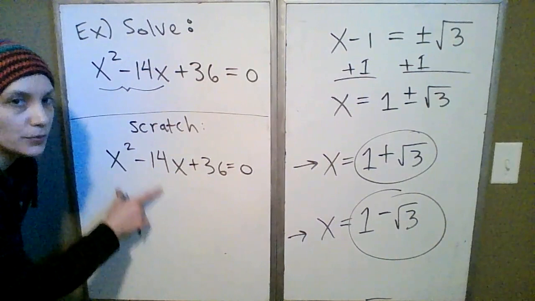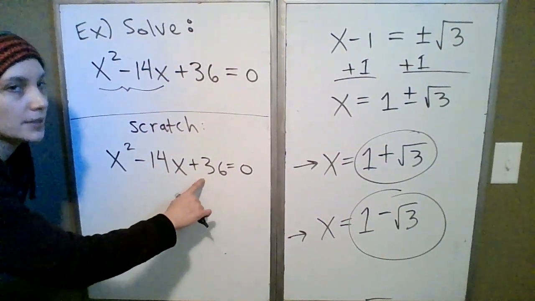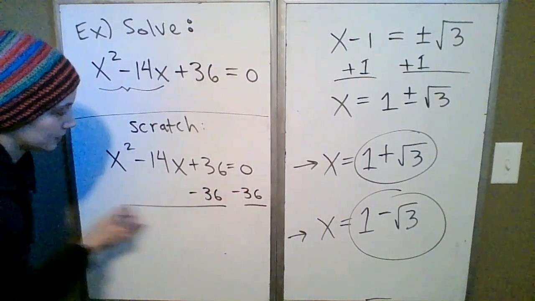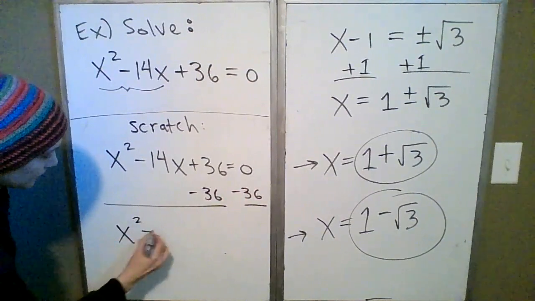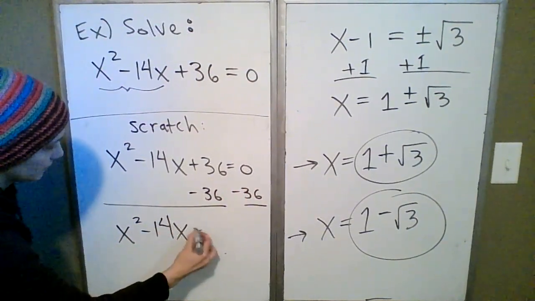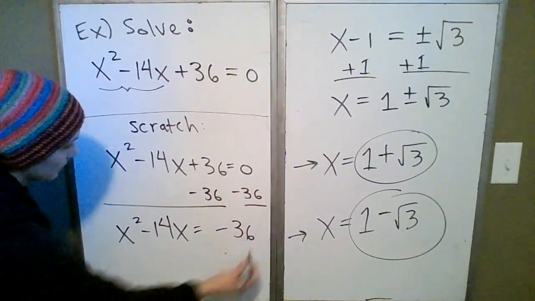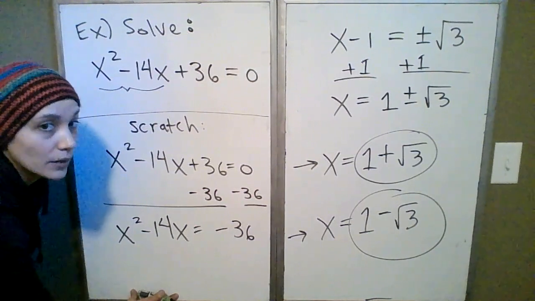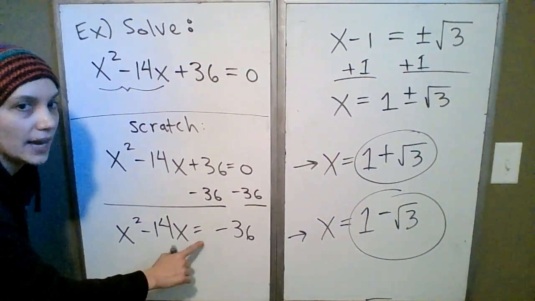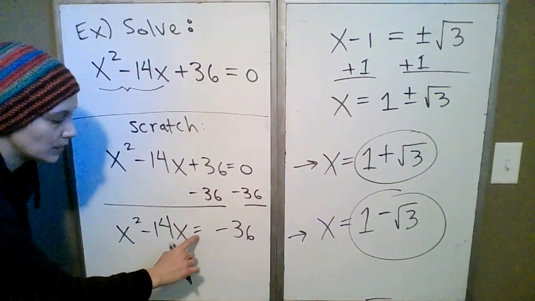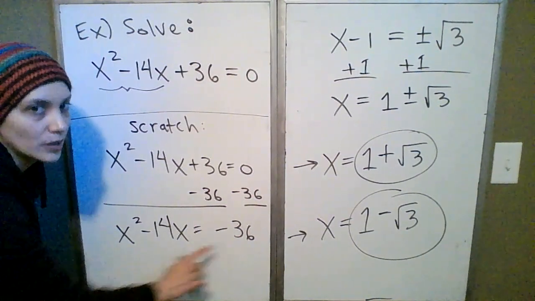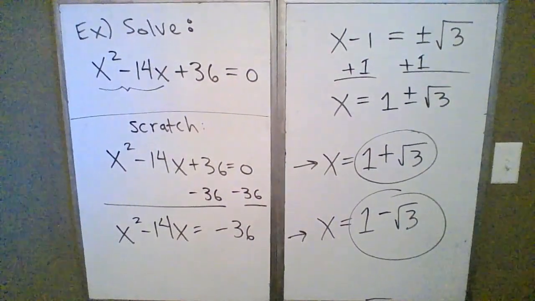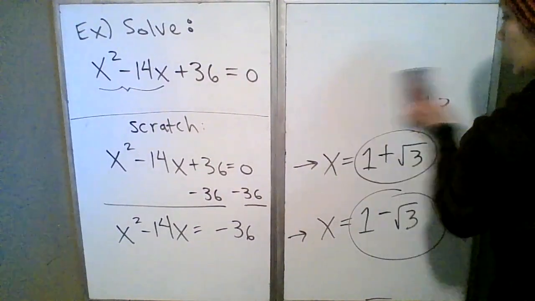And I want to focus on these values, so I'm going to subtract 36 from each side. Okay, and then to get from here to here, or to complete the square on this side, we want to add that special number. And to keep this equal to that, we add the number to both sides. Okay, what number is it?